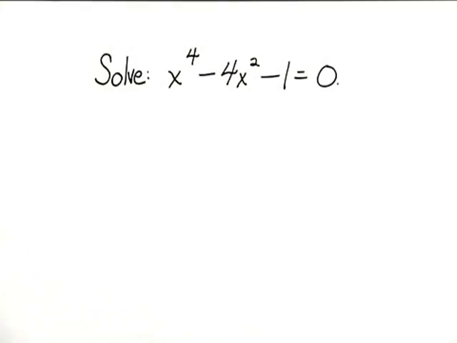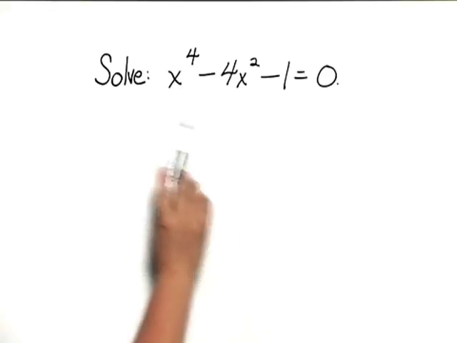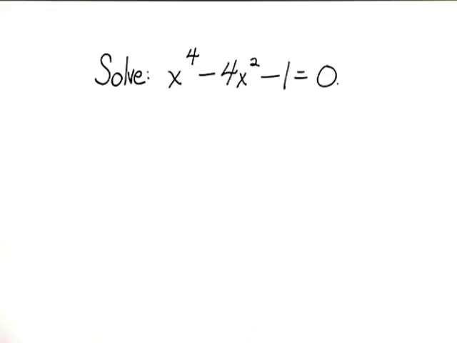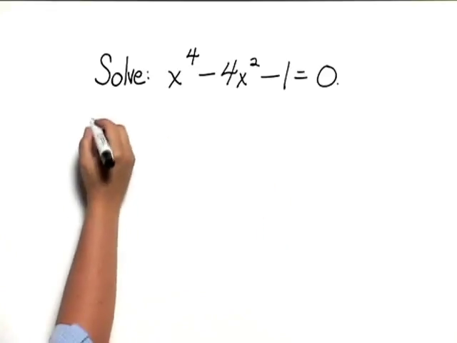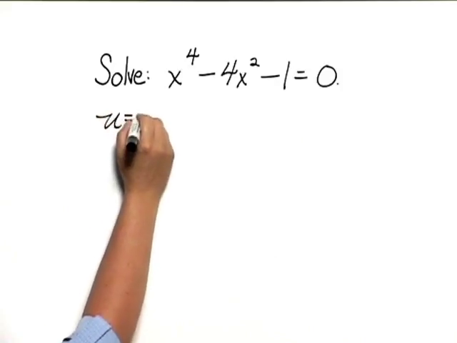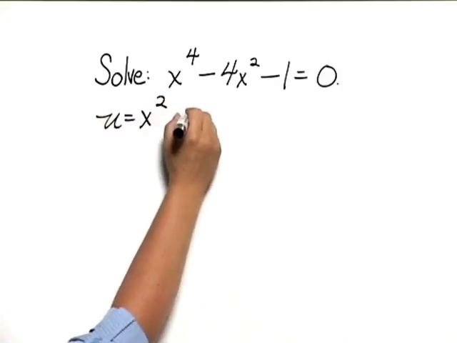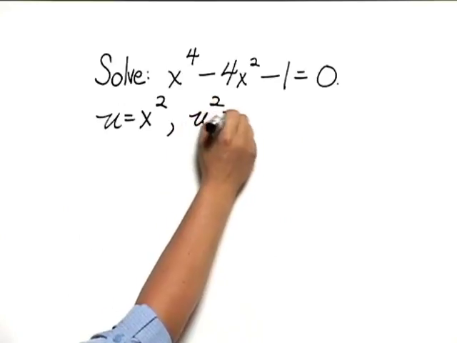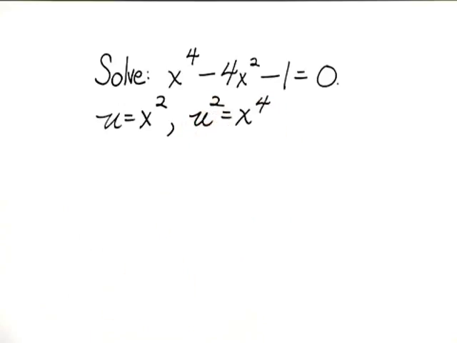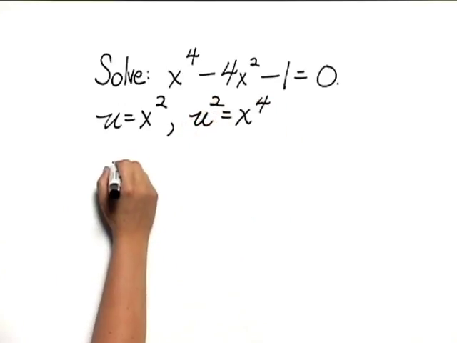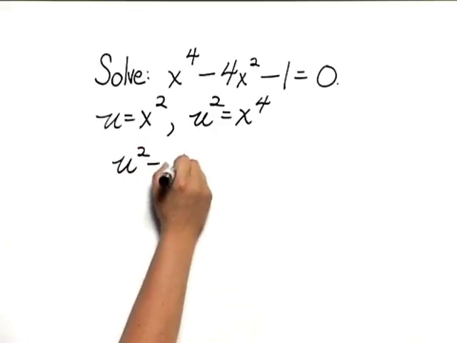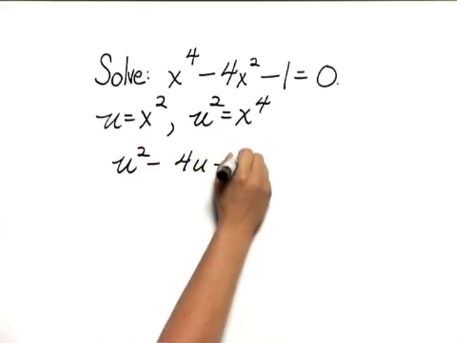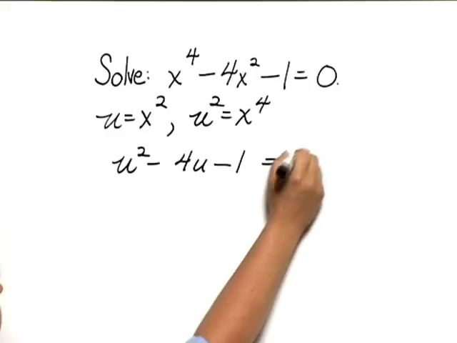Solve x to the fourth minus 4x squared minus 1 equals 0. This is not a quadratic equation, but we can write it as a quadratic equation if we let u equal x squared and u squared equal x to the fourth. Substituting, we would have u squared minus 4u minus 1 equals 0.